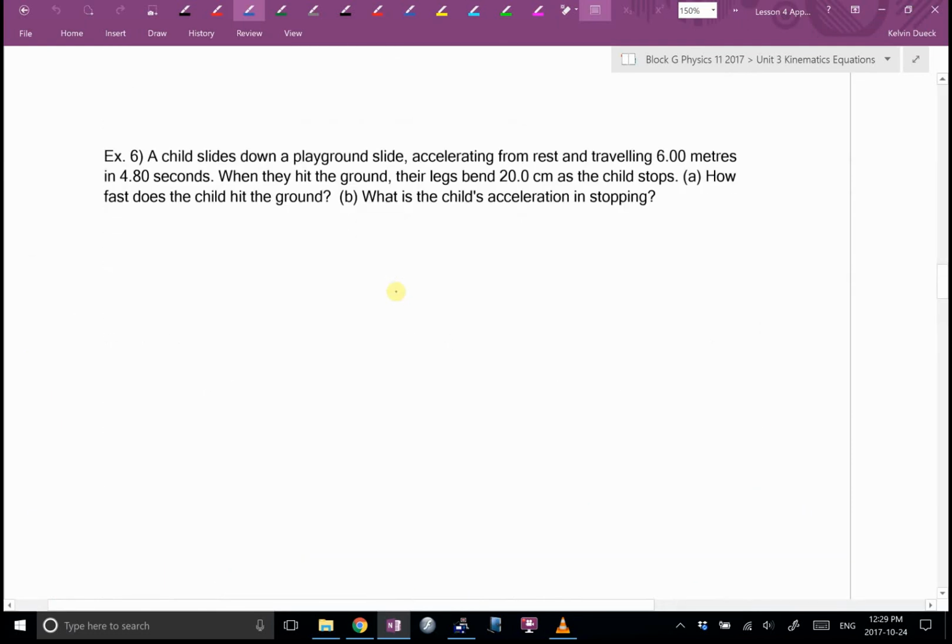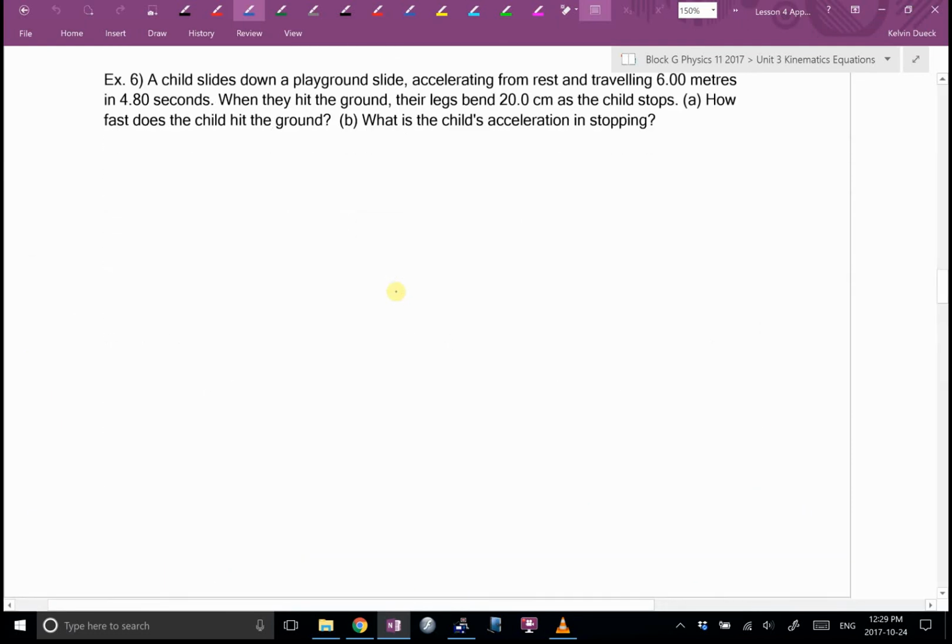Another great application of physics is playgrounds. So it says this: a child slides down a playground slide, accelerating from rest. I would probably underline the words from rest. Traveling 6 meters in 4.8 seconds. I also noticed that my units are good. I see meters, I see seconds. That's kind of nice. When they hit the ground, their legs bend 20 centimeters.